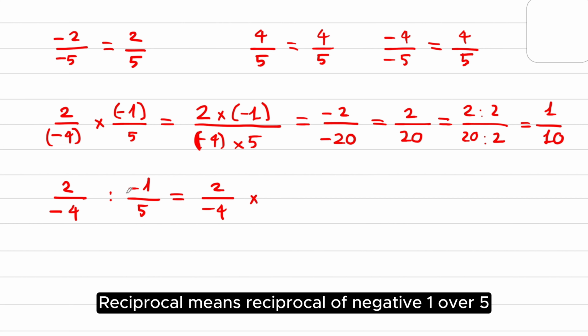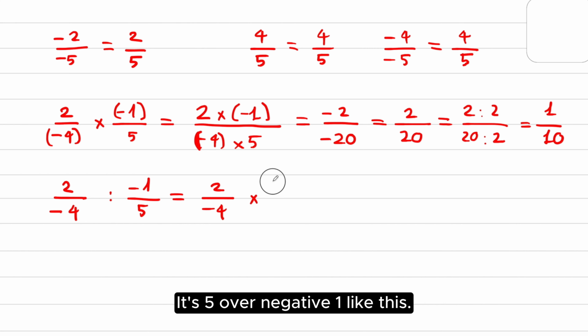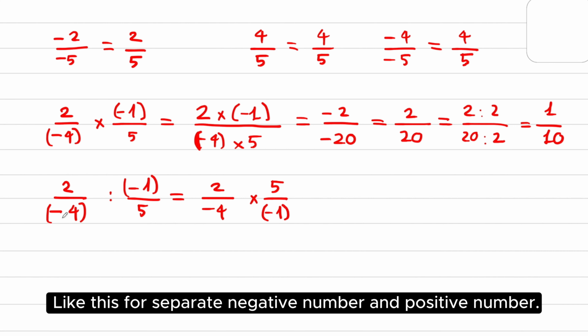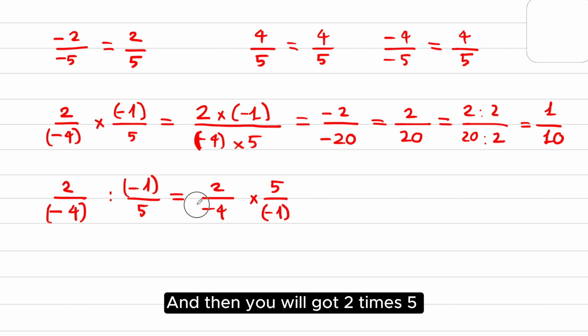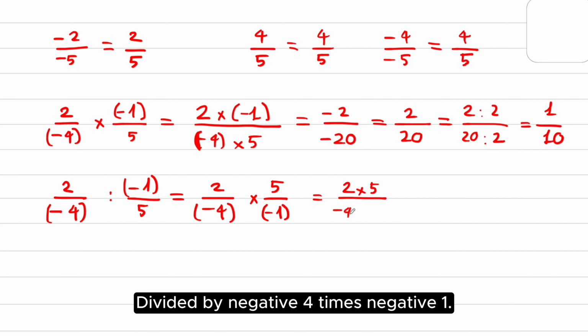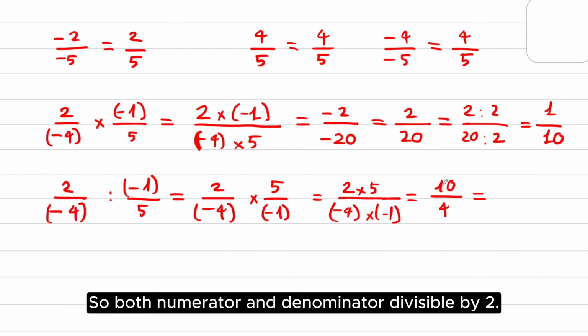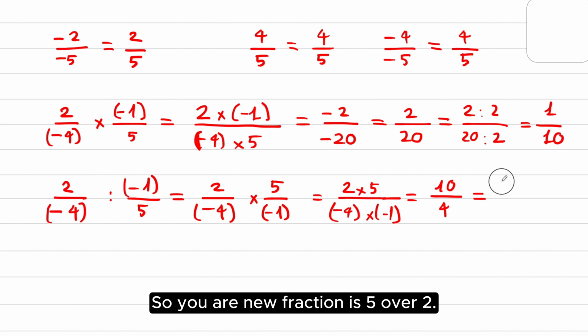Reciprocal. It means the reciprocal of negative 1 over 5. This is 5 over negative 1, like this. And of course, I think you should put the negative number inside the bracket, like this, to separate the negative number and the positive number. And then you will get 2 times 5 divided by negative 4 times negative 1. And you get 10 here and you get 4 here. So both numerator and denominator are divisible by 2. So you get the new fraction, 5 over 2.